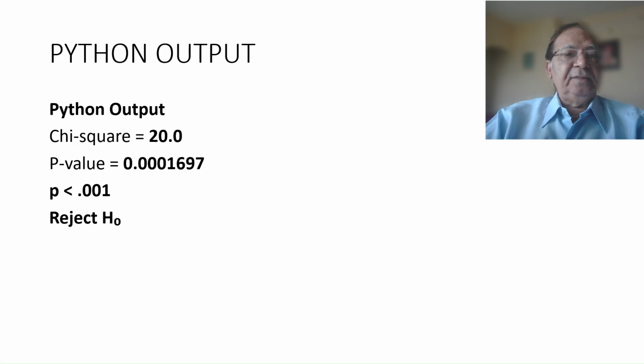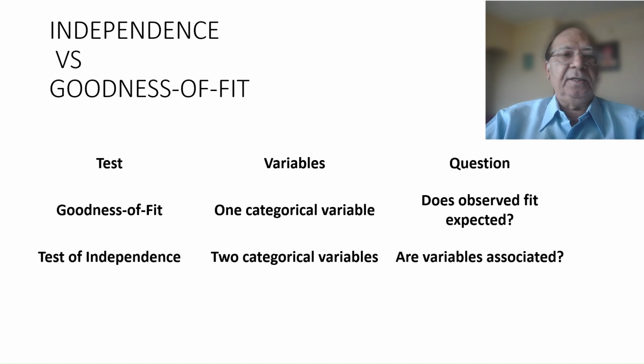After working on Python, see, Python gives us a chi-square statistic of 20. The p-value is approximately 0.00017. Therefore, it is clearly below 0.05. Therefore, it will reject the null hypothesis. Notice that our manual calculation, SPSS analysis and Python analysis all lead to the same conclusions. The comparison must be absolutely clear.